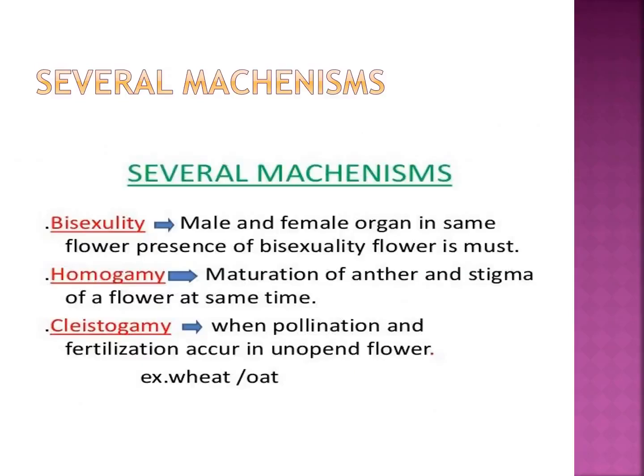So several mechanisms. Bisexuality: male and female organs in the same flower, presence of bisexual flowers. So bisexual means different characters are present in one same flower.